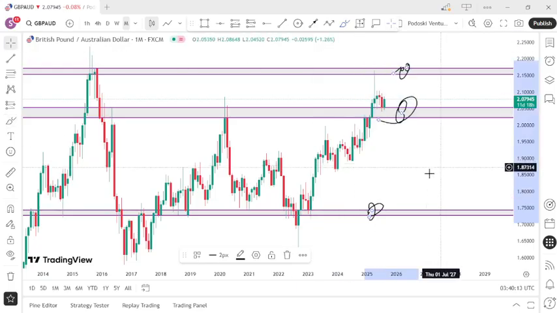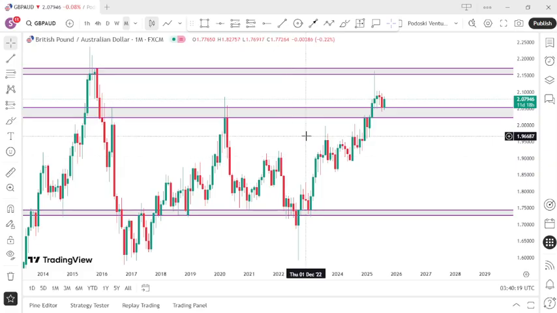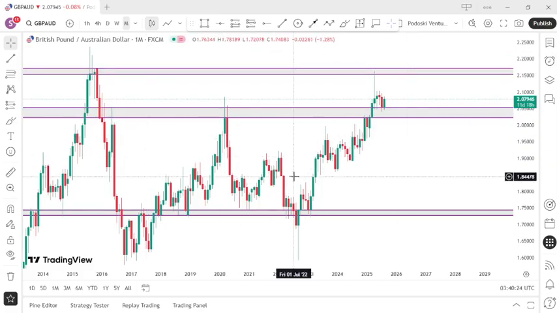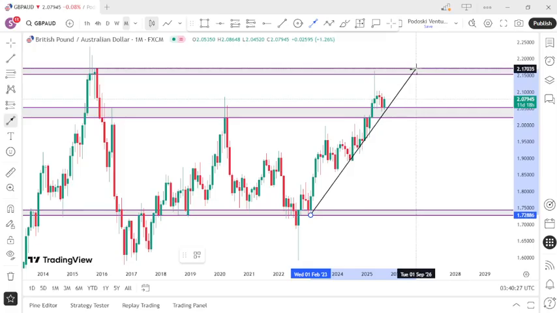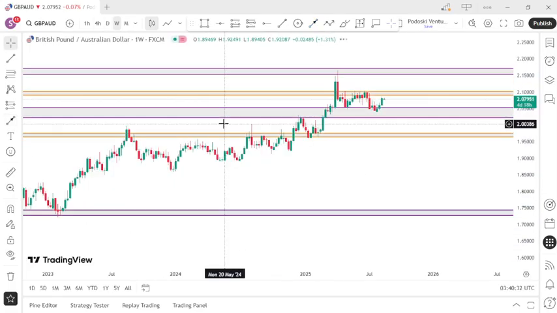So from the monthly time frame, we are looking at a bullish market. As you go through the lower time frames, we'll be looking for buying opportunities all the way to the upside. So let's go to the weekly.